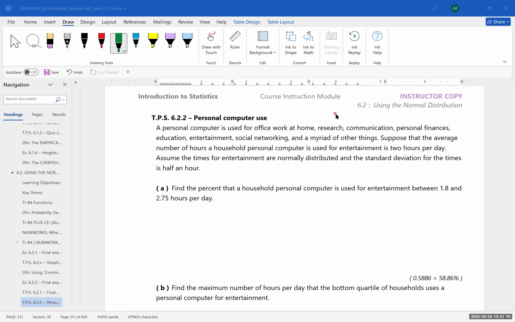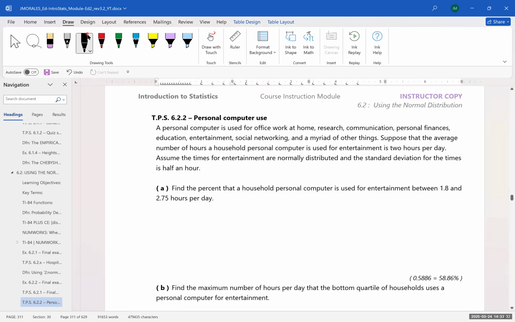Okay, so let's take a look at this one. Personal computer use. A personal computer is used for office work at home, research, communication, personal finances, education, entertainment, social networking, and a myriad of other things. Suppose that the average number of hours a household personal computer is used for entertainment is 2 hours per day. Assume the times for entertainment are normally distributed, and the standard deviation for the times is half an hour. Find the percentage that a household personal computer is used for entertainment between 1.8 and 2.75 hours per day.